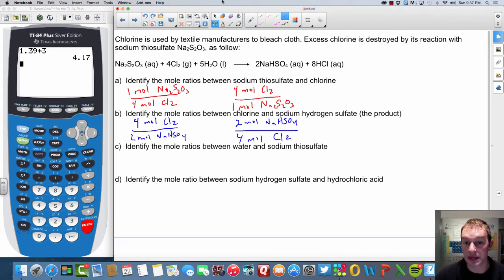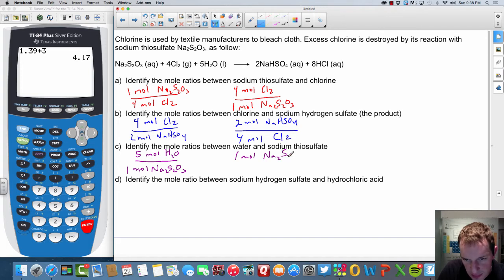So now let's look at letter C. Okay? Identify the mole ratios between water and sodium thiosulfate. So we look at the reaction, we can see for every 5 moles of water, there is 1 mole of sodium thiosulfate, Na2S2O3, but also we can flip that and say for every 1 mole of sodium thiosulfate, Na2S2O3, you're going to have your 5 moles of water. Okay, pretty straightforward, just coming right from the balanced equation.